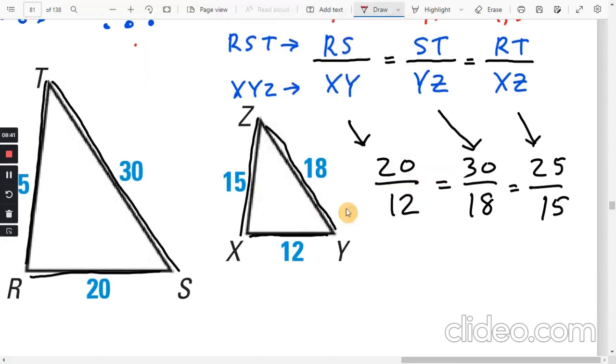So let's see. 20 and 12, these are both divisible by 4. 20 divided by 4 is 5. 12 divided by 4 is 3. 30 and 18, both divisible by 6. 30 divided by 6 is 5. 18 divided by 6 is 3. These are both divisible by 5. 25 divided by 5. And 15 divided by 5. And it checks out. So all the proportions are equal or equivalent.